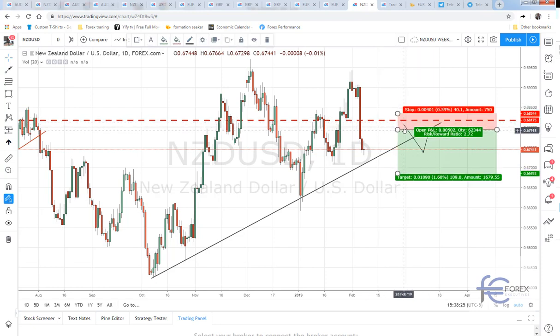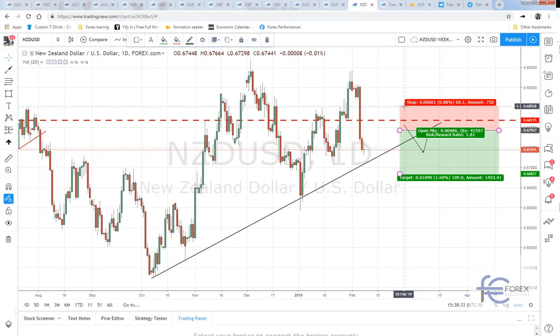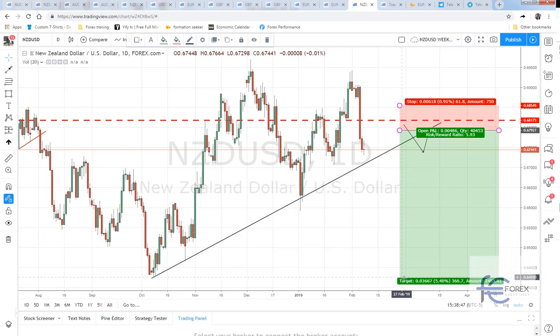So let's do that. Let's bring this down right here, and we want to be at 68.55. So you're risking about 60 pips to get right here. That is a 5.9, so that's a 6-to-1 risk to reward. So you're risking 61 pips to get 750.